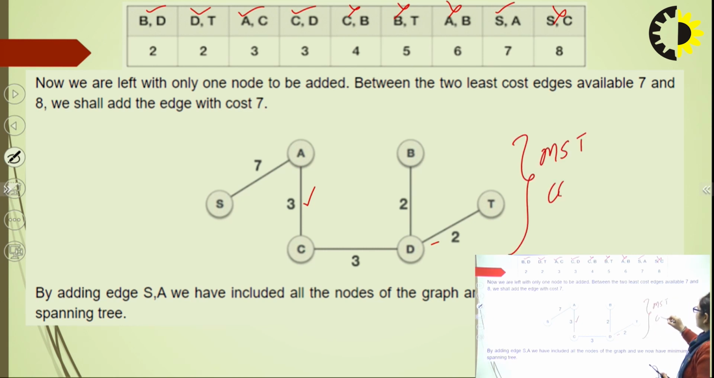And what will be the total cost of this, dear? 7 plus 3 is 10, 13 and 4 is 17. The cost of this spanning tree will be 17. So this is how Kruskal's algorithm works.